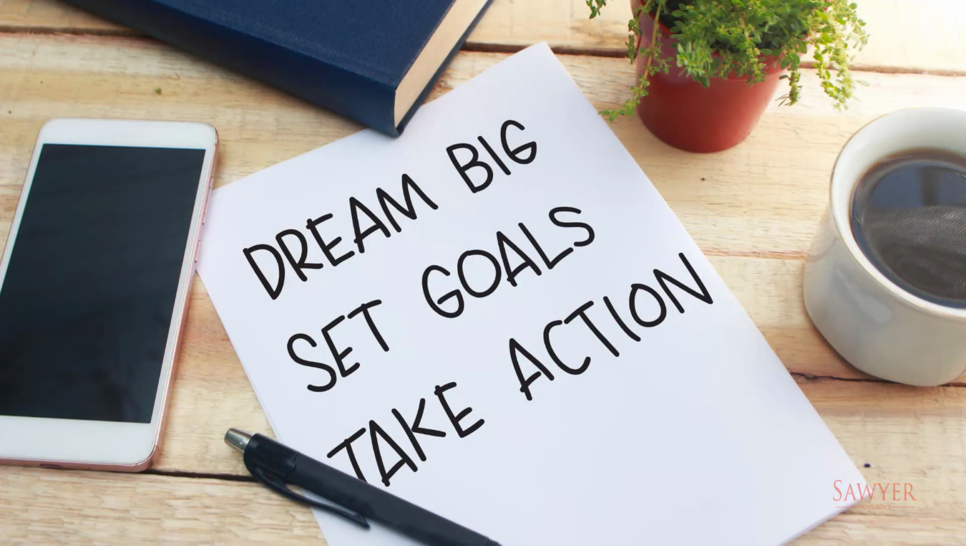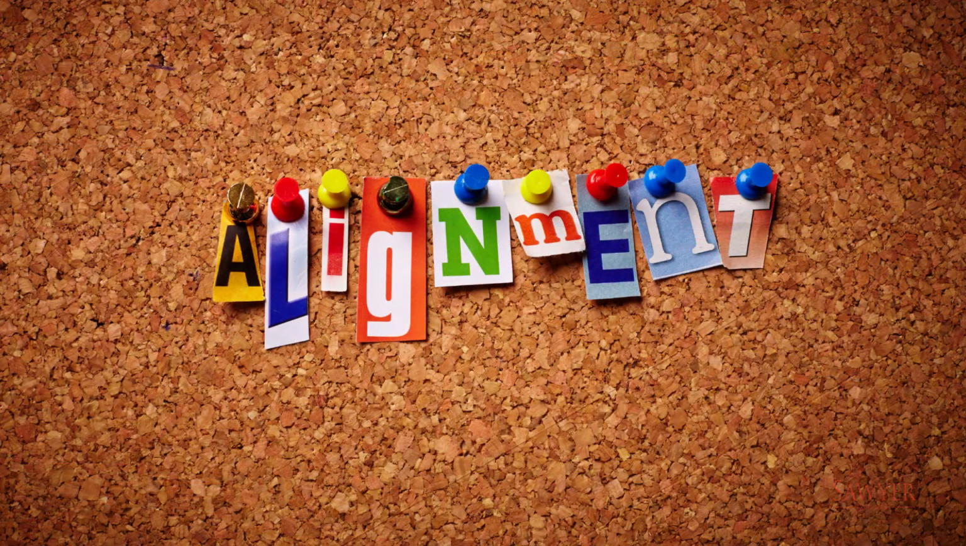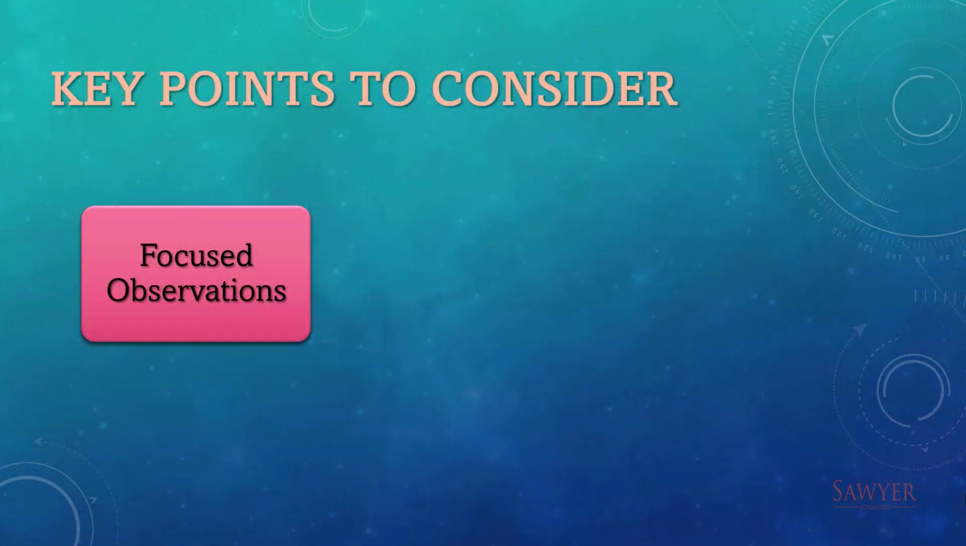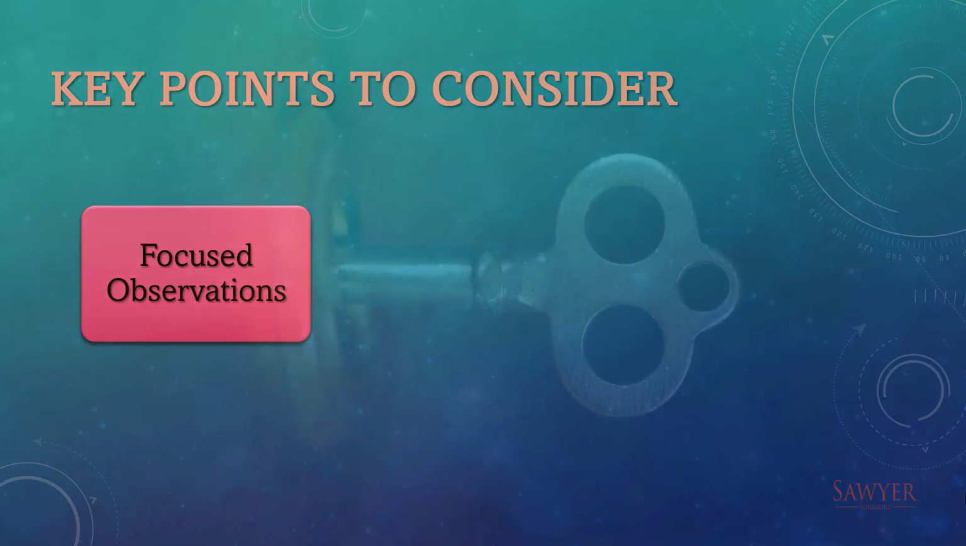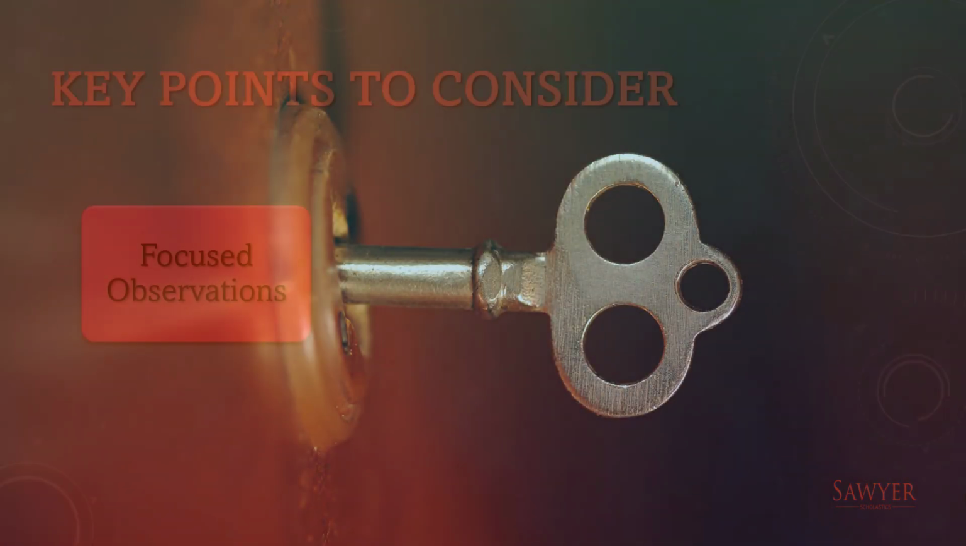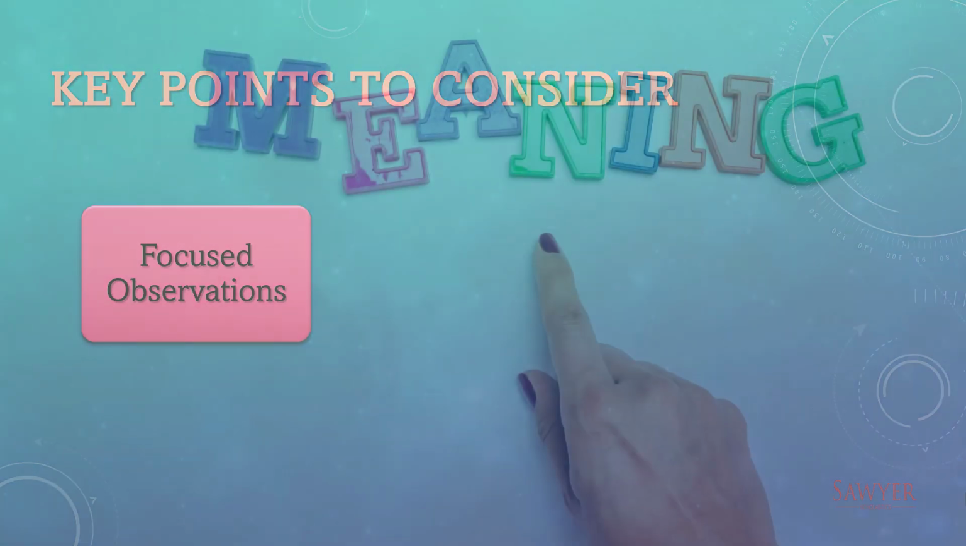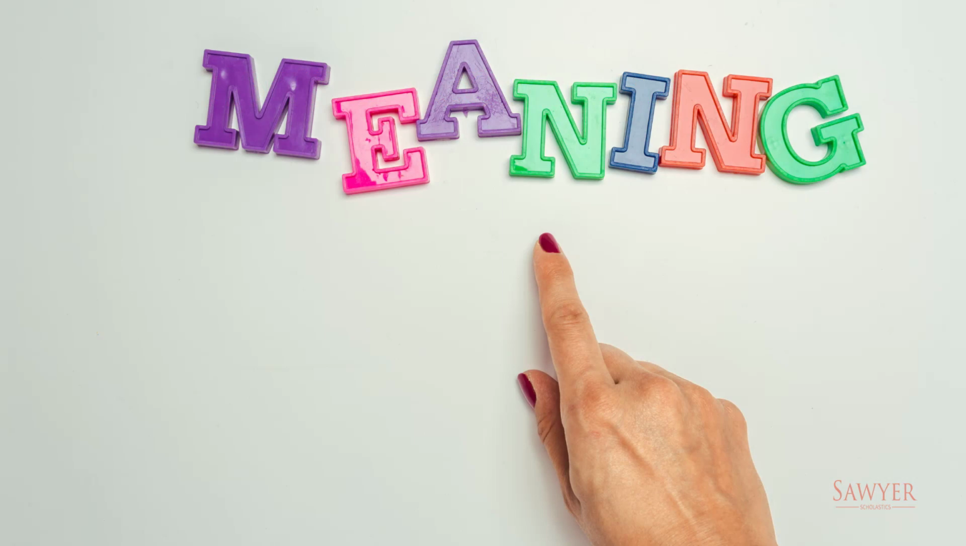Clear goals for observation should be established, and the observation process should be aligned with the school or district's instructional goals. I mentioned that in the first module, and of course I'm going to keep hitting on the same points because they're important. That's why it's called a key point to consider. Also, focused observations help ensure that the observation process is purposeful and meaningful, which is exactly what they need to be.